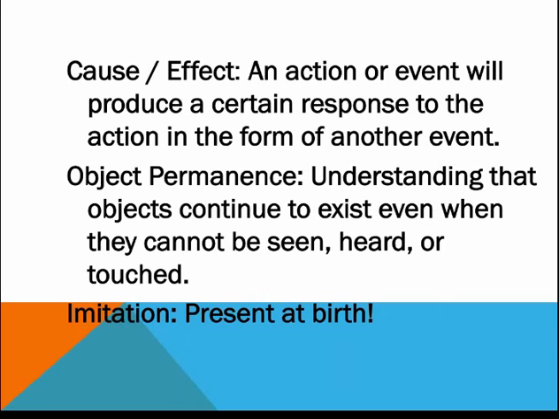Object permanence. This is understanding that objects continue to exist, all right, even if they can't be seen, heard, or touched. In neurotypically developing babies, this appears by around 9 months of age. And I always give the example, at less than 9 months, around 5, 6 months of age, when neurotypically developing babies are separated from their parents, they typically don't show any kind of distress.